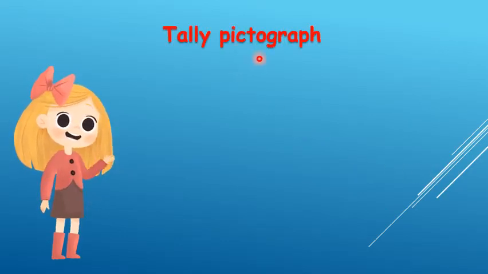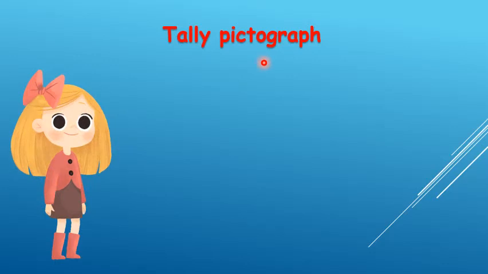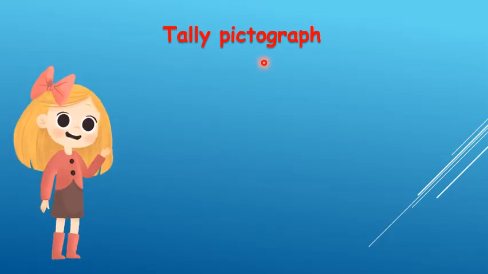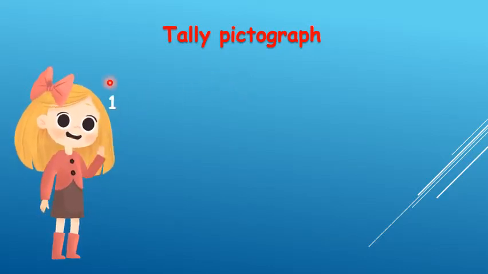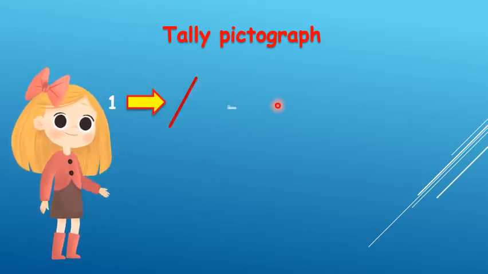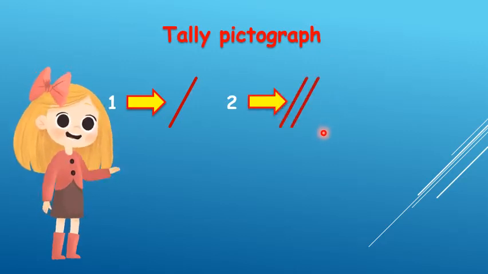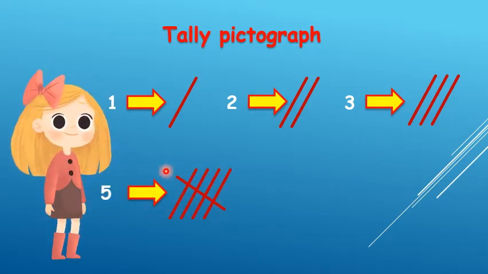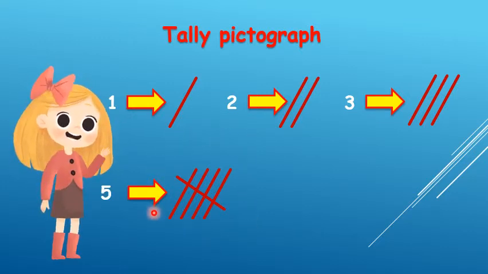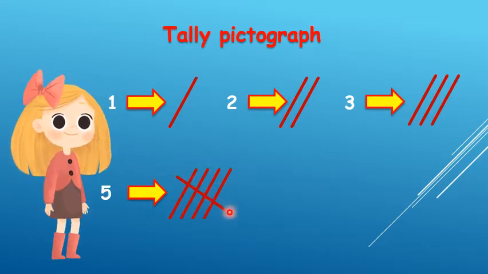Tally pictograph. Okay? Instead of using numbers like 1, 2, 3, 4, and 5, and so on, we will use a tally pictograph. We represent 1 using 1 dash, 2 using 2 dashes, 3 using 3 dashes, and 5 using 1, 2, 3, 4 crossed by 5. This is the shape of number 5: 4 dashes crossed by 5.